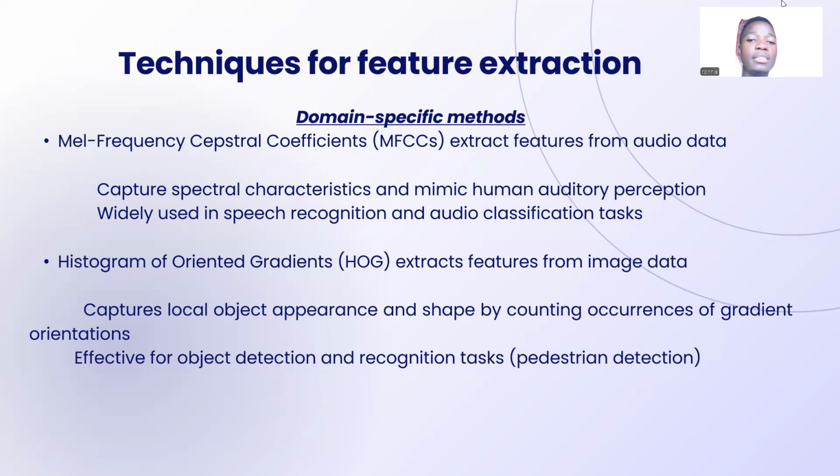We have the histogram of oriented gradients. This one extracts features from image data. Specifically, it deals with images, capturing local object appearance and shape by counting occurrences of gradient orientation, effective for object detection and recognition tasks. Now this one, specifically, we deal with image data.